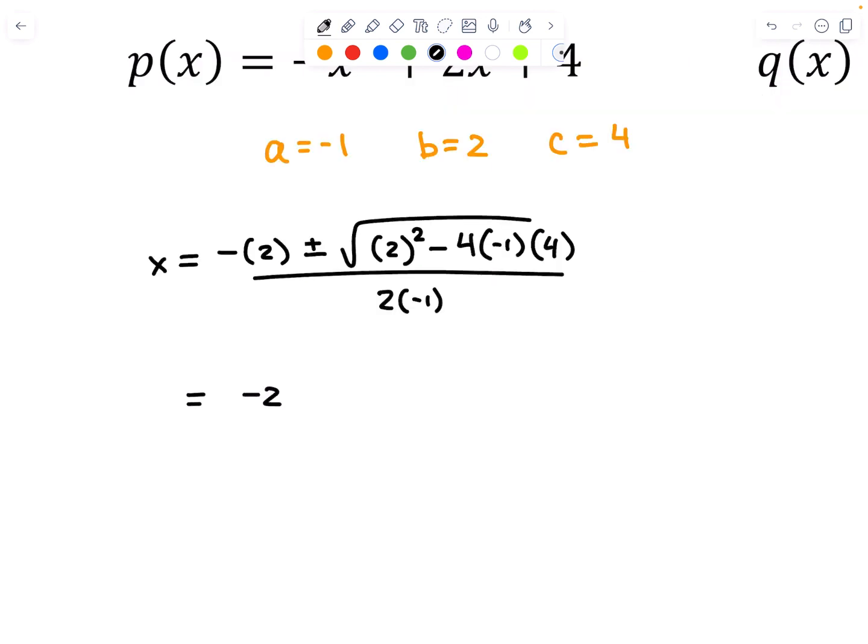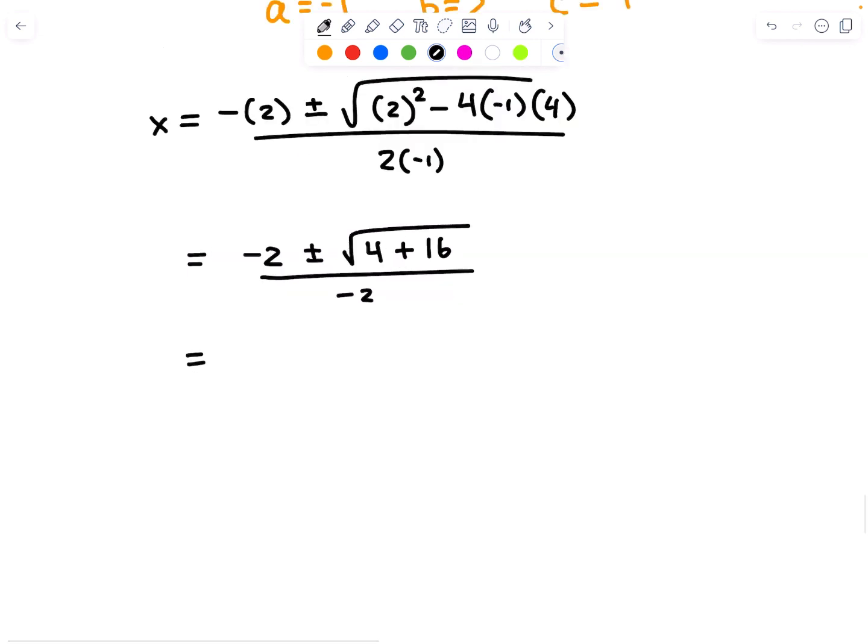Simplifying, we get negative 2 plus or minus the square root of, this will be 4 minus negative 16, so plus 16, all over negative 2. Now I'm going to split the negative 2 in the denominator up, so we have negative 2 over negative 2, plus or minus the square root of 20 over negative 2.